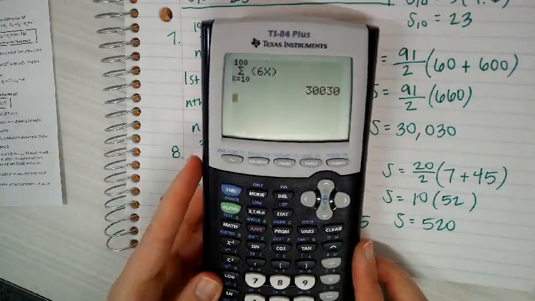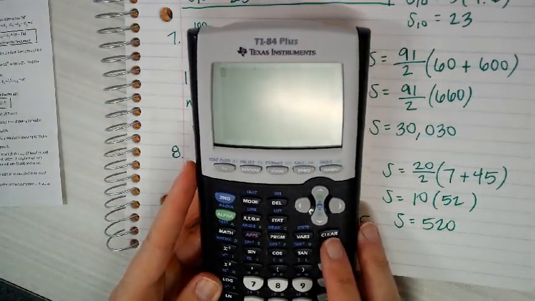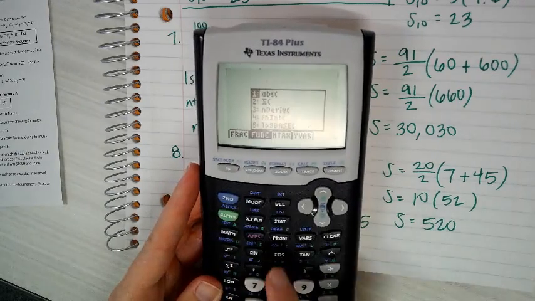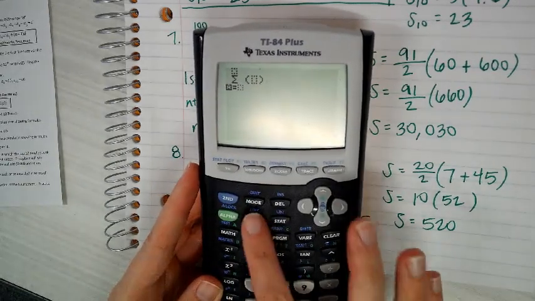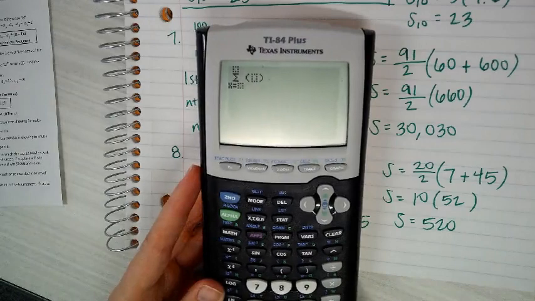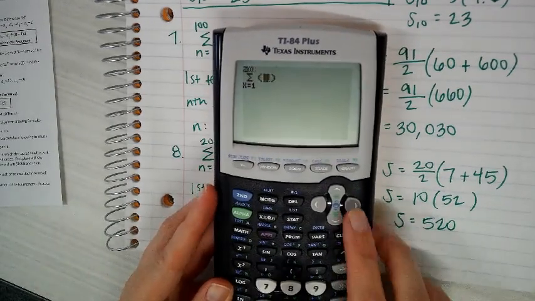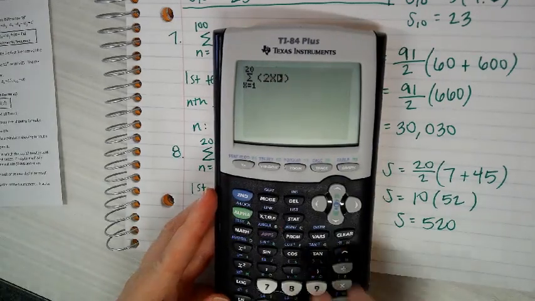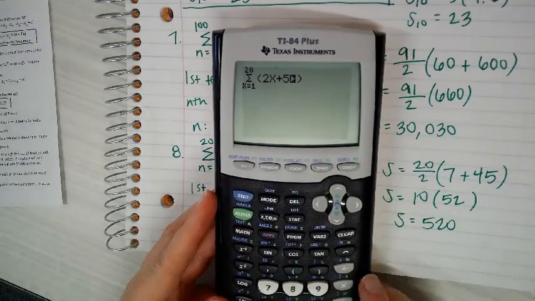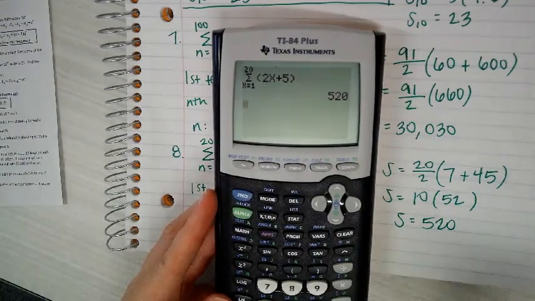So we'll get rid of that old one, and alpha window, number 2, we're using x instead of n. My lower bound was 1, my upper bound is 20, and 2x plus 5. Hey, 520, we're on a roll.